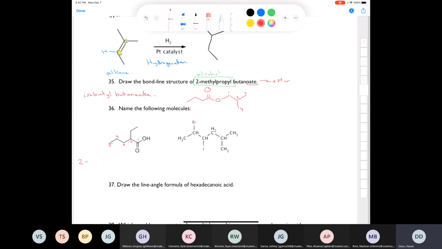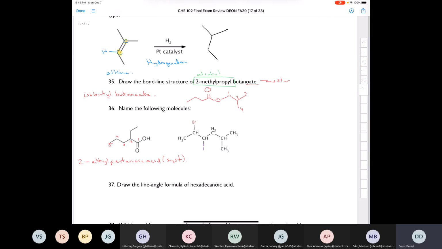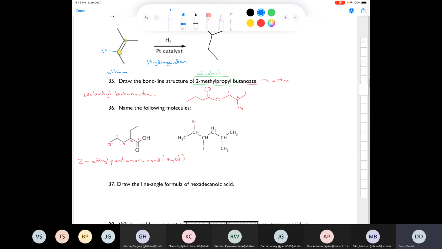And so we have 2-ethylpentanoic acid, right? Pentanoic acid. Now that would be the systematic name, wouldn't it? We'll leave it like that. If I wanted to come up with a common name for that molecule, and you should be able to do that as well, remember for that we use alpha, beta, gamma, and delta, right? So this would be alpha-ethyl valeric acid.